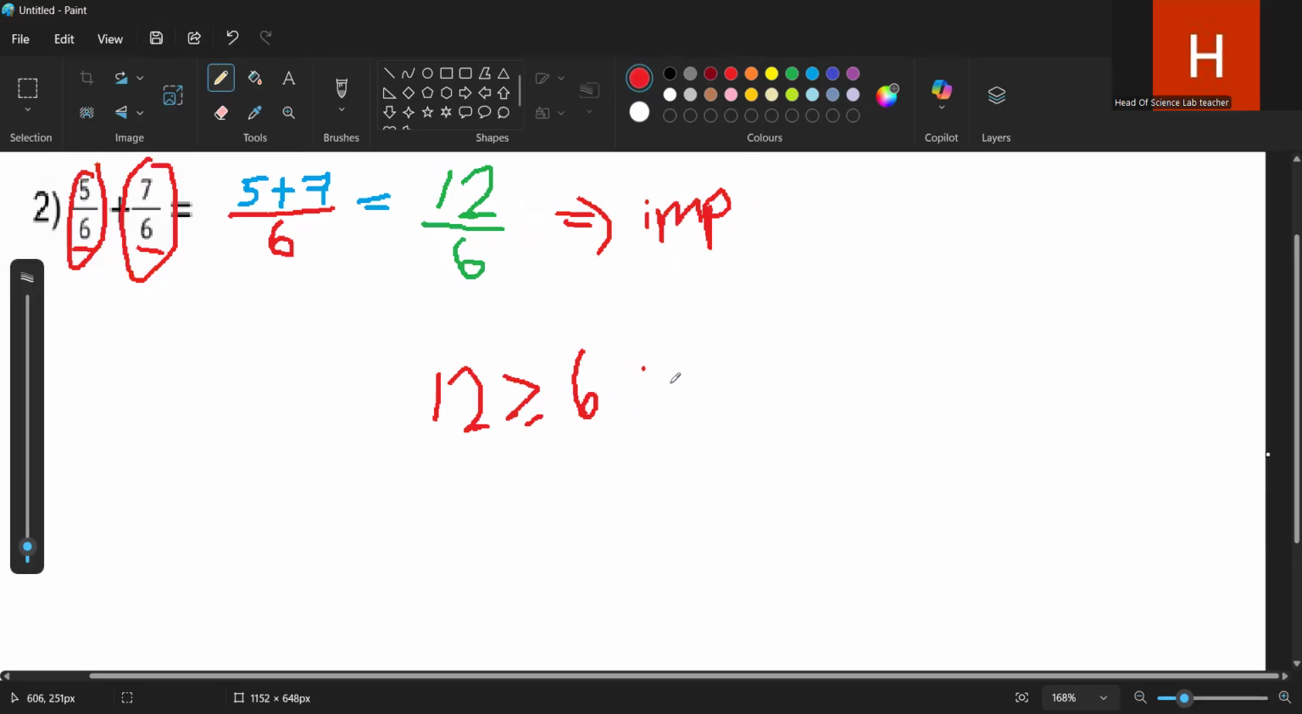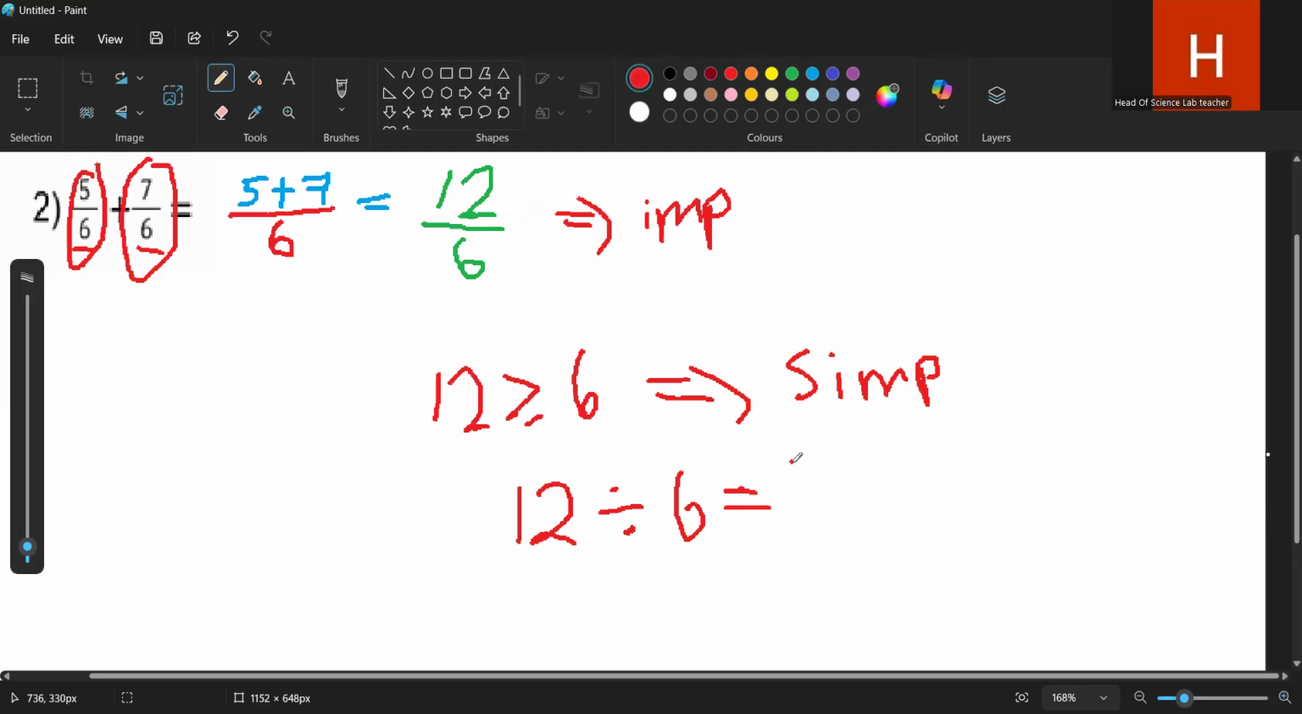And so because we have an improper fraction, we need to simplify. So I'm just going to write SIMP for simplify. All right, so how do we simplify? We look back at our division tables. We just do 12 divided by 6. This is one of the methods. There are other methods like factorizing and looking for common factors, etc. But one of the methods for simplification is just dividing the numerator by the denominator.